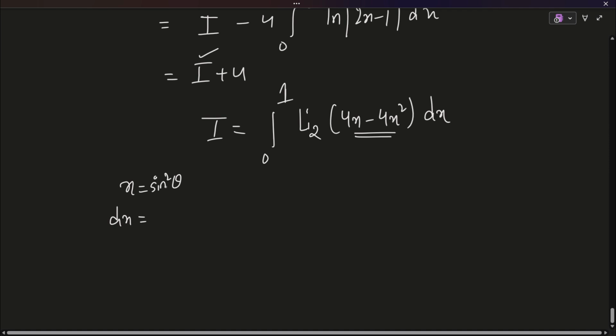So if you find out dx, it should be 2 sin θ cos θ, which is nothing but sin 2θ dθ, right? Our integral turns, the limits become 0 and, you want to find out the value of θ.